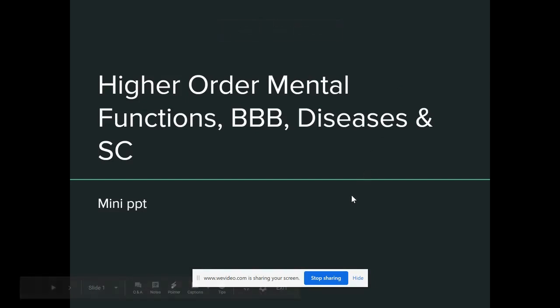Hi, everybody. This is the last lecture for the nervous system. This is higher order mental functions, the BBB, the blood-brain barrier, and diseases and SC, which is the spinal cord.